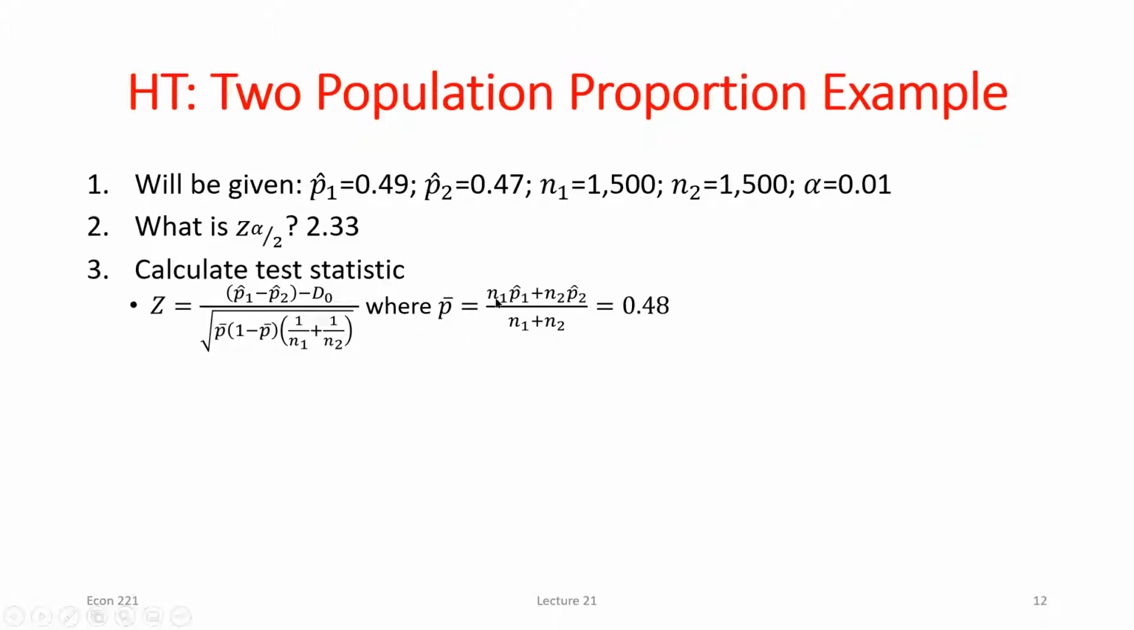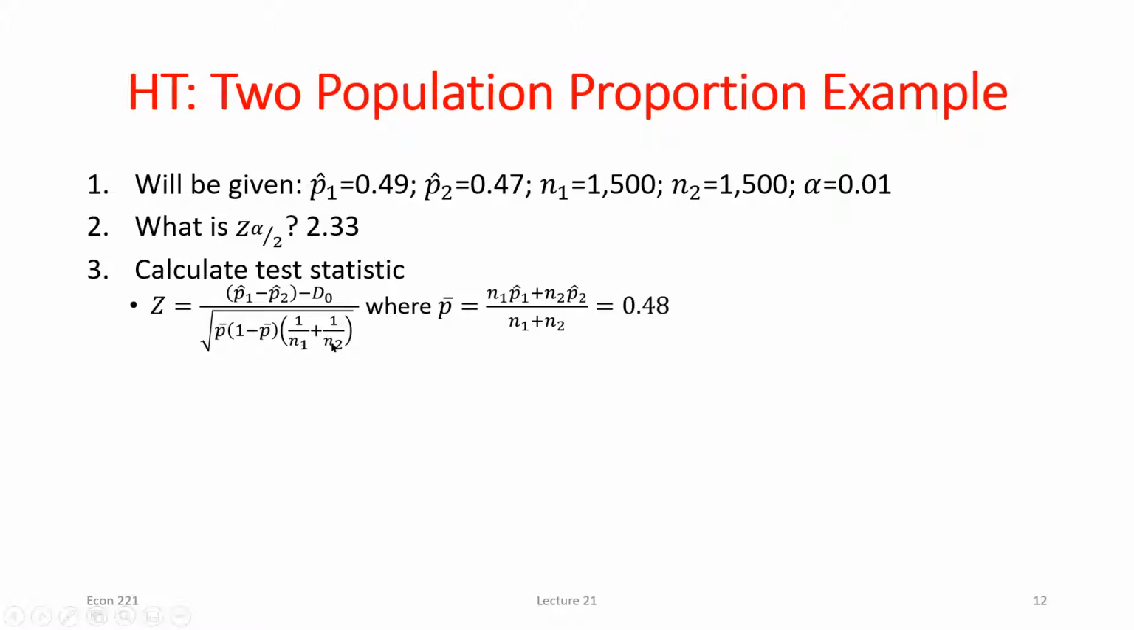So I plug everything in. My sample sizes of 1,500, sample proportions of 0.49 and 0.47, and I get 0.48. This is a unique example where both groups have the same sample size, so p bar is just the average of the two proportions. As those sample sizes vary, p bar will weight the group with the higher sample size more. But essentially, that's what p bar is capturing. Here we just plug it in. We now have the intermediate value we need.